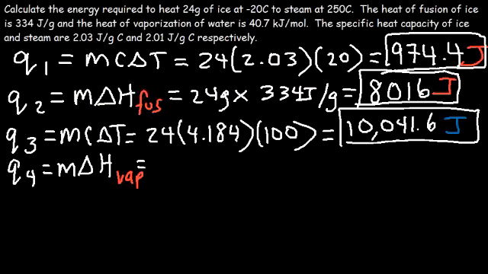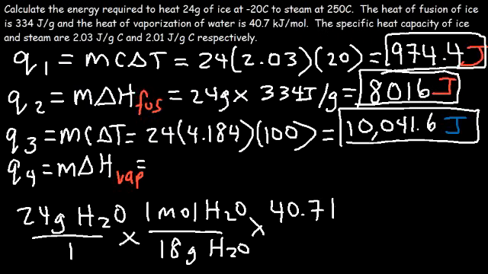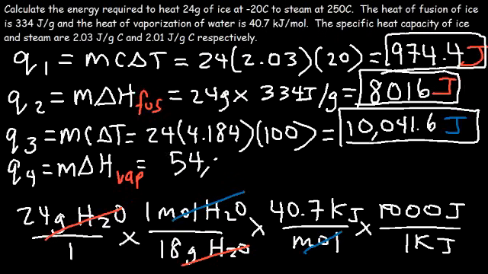So let's start with 24 grams of H2O. The molar mass of water is about 18. It's 2 plus 16. And the enthalpy of vaporization is 40.7 kilojoules per mole. So right now, the unit grams of water cancel, and moles cancel as well. So the last thing we need to do is convert kilojoules into joules, and it's 1,000 joules per kilojoule. 24 divided by 18 is about 1.33. If we multiply that by 40.7 and then by 1,000, this is equal to 54,266.7 joules. So that's Q4.